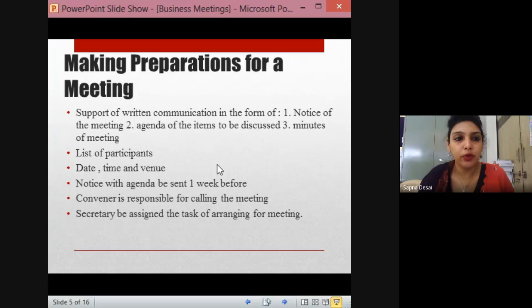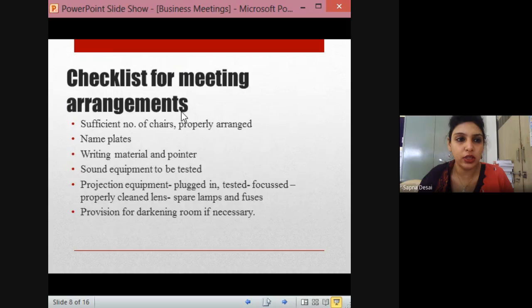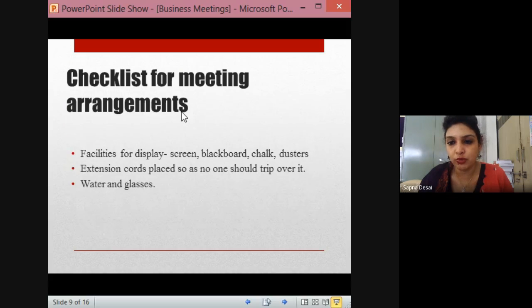More important is the notice and agenda which we have to draft. How many people are you going to call? Who are the people that you will call to the meeting? Who are the participants? That is more important. So making preparations for the meeting comprises all these things along with the room arrangements.